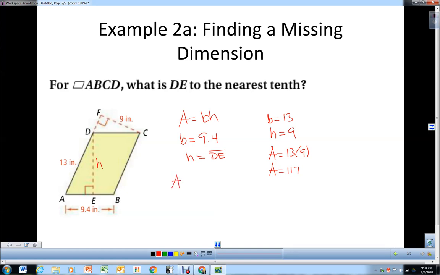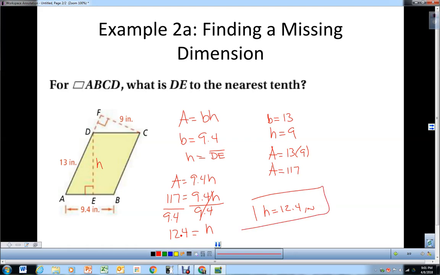So if we can take this area and substitute it over for this area, we can find our missing height. So we're going to write our equation: area is equal to 9.4 times h. Well, if the area is 117, we're going to plug it in. 117 is equal to 9.4 times h. Divide by 9.4, and h is going to be approximately 12.4. So the height is equal to 12.4 inches. All right, so let's look at the next one.